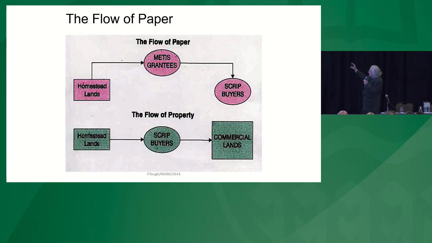So one might want to look at the flow of paper, and everything looks good if you're kind of superficial. Homestead lands go to Métis grantees, Scrip buyers. But the flow of property, which is fundamentally a question of political economy: you have homestead lands go to Scrip buyers and become commercial lands. It is the privatization of a Crown asset, simultaneously dealing with the Métis.